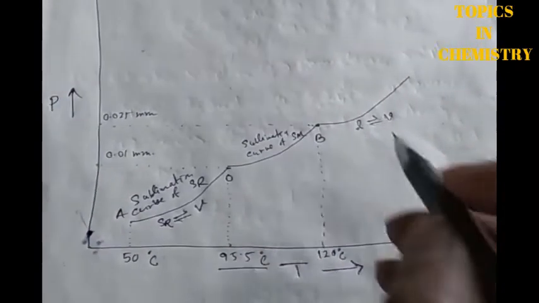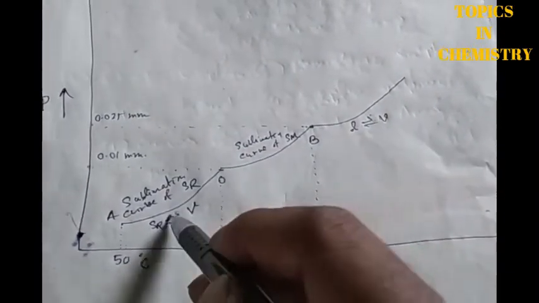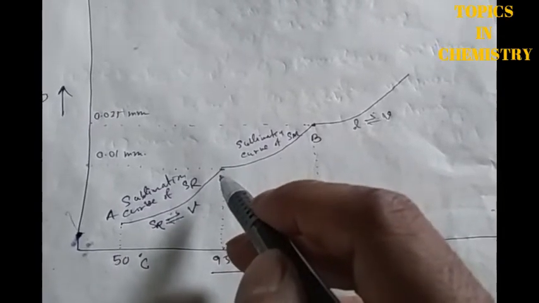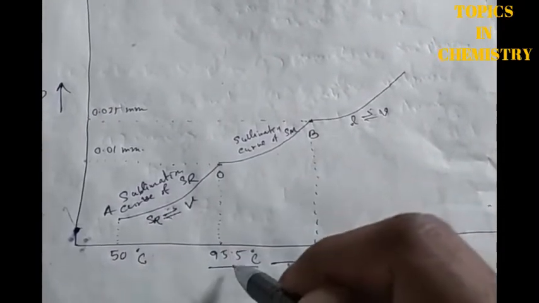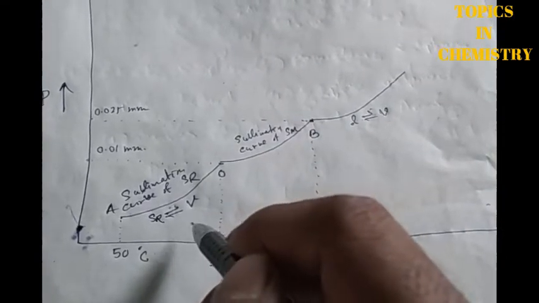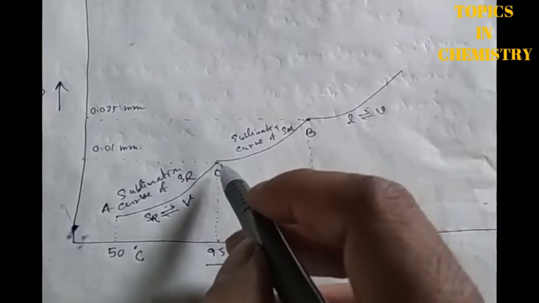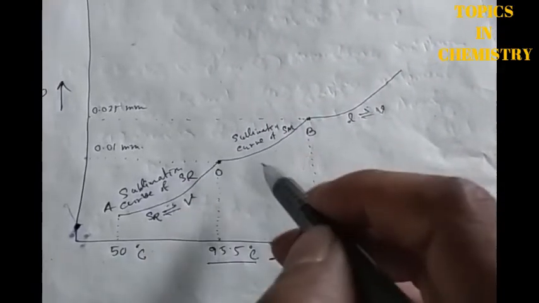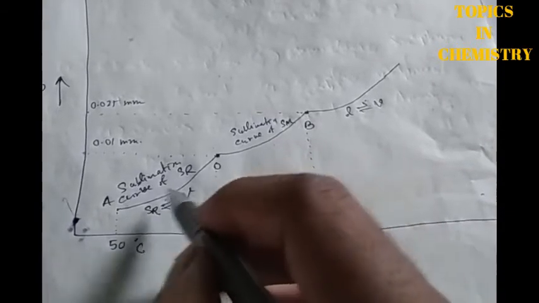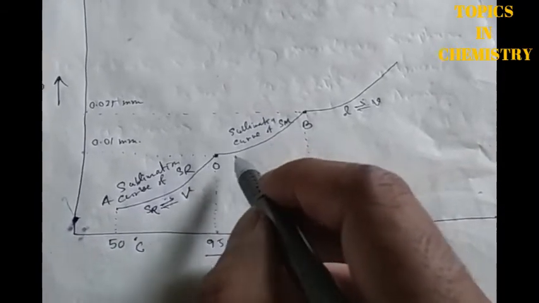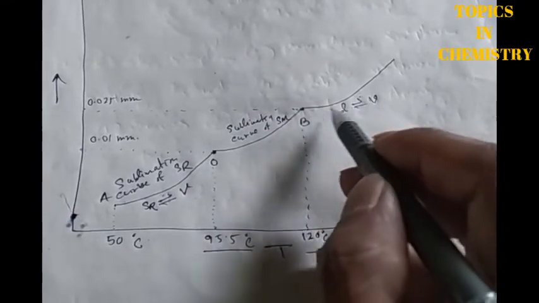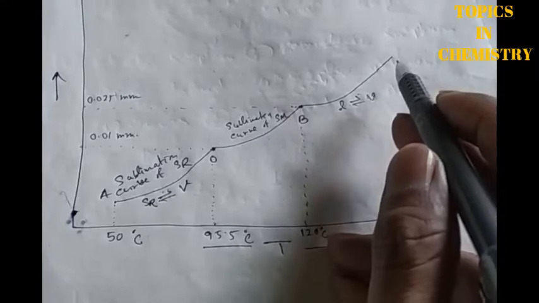So you can see the three curves, 1, 2, 3. The first curve is the sublimation curve of rhombic sulfur, because below 95.5 degrees Celsius, rhombic sulfur is the stable allotrope, or polymorph, of sulfur. Here the transition of rhombic sulfur occurs and it converts to monoclinic sulfur. So this is the sublimation curve of monoclinic sulfur, and this is where liquid is in equilibrium with vapor.